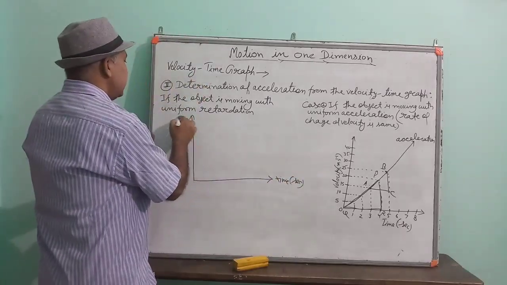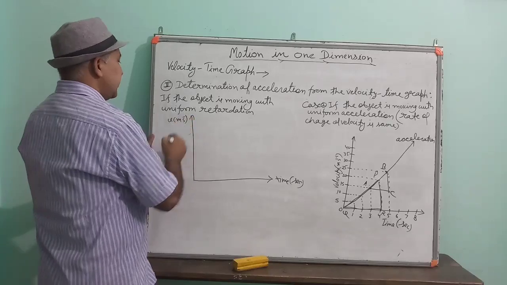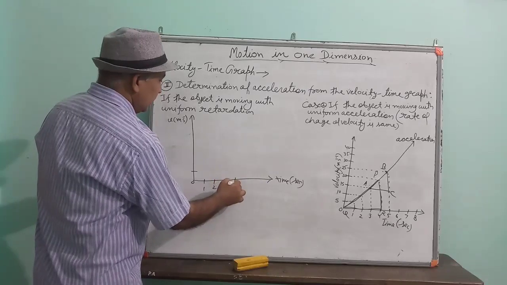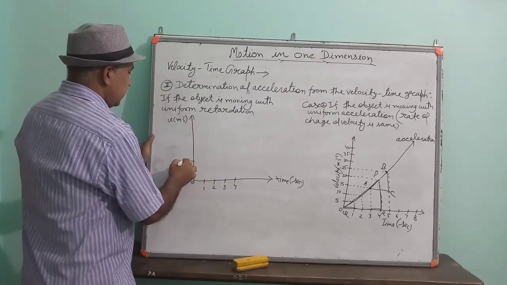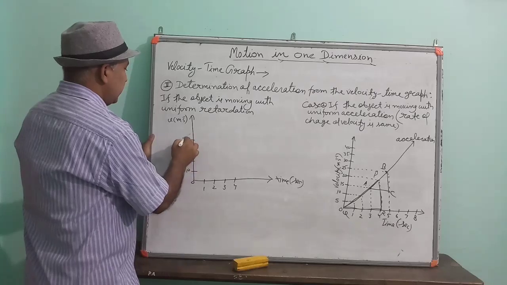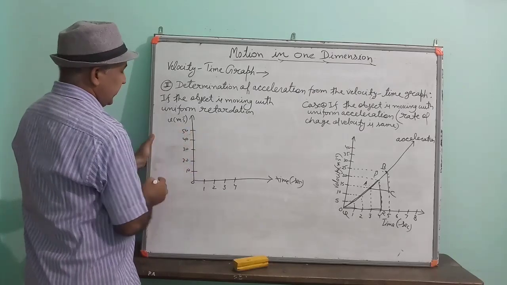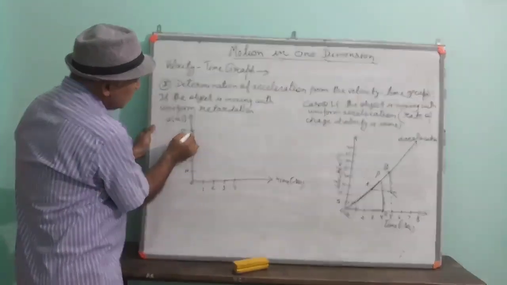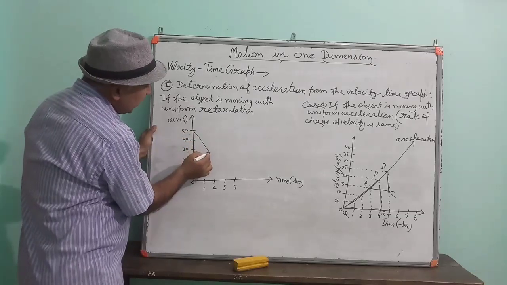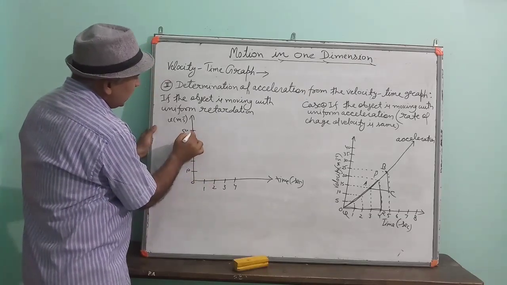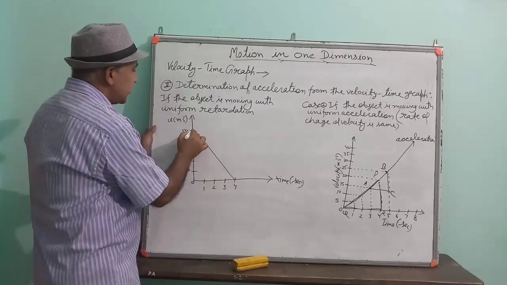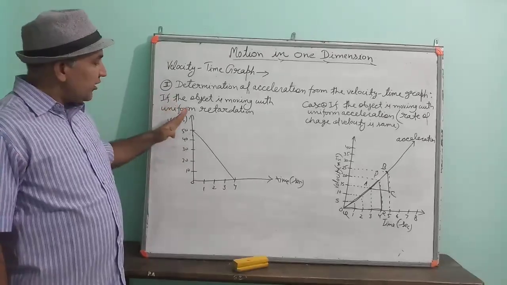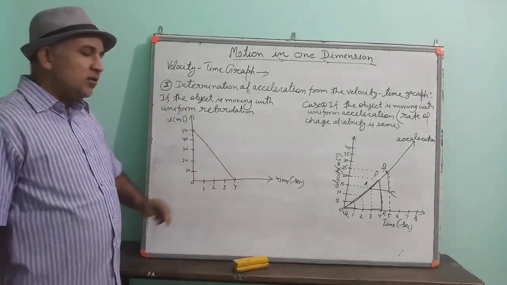This is the time in seconds. This is velocity in meter per second. 0, 1, 2, 3, 4, 10, 20, 30, 40 and 50. Retardation means the velocity is decreasing. In this case, suppose the velocity is starting from 50 and after 4 seconds it becomes 0. The velocity is starting from 50 meter per second and due to retardation the velocity becomes 0 in 4 seconds.